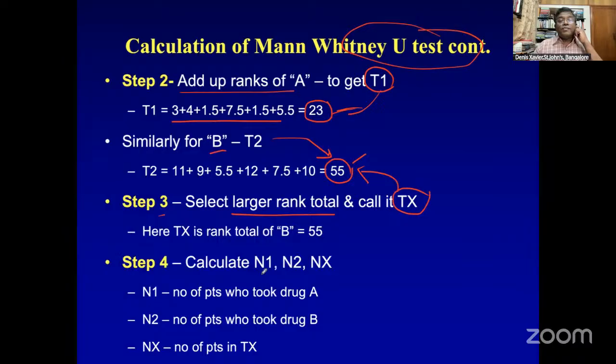Then we have N1, N2, and NX. Why do we need to do all this? There is a formula that's coming. Okay, N1 is the number of patients who took drug A, N2 is the number of patients who took drug B.